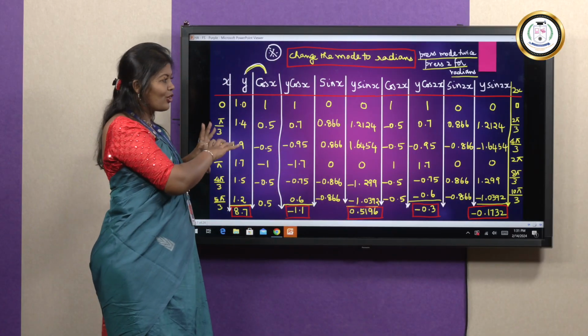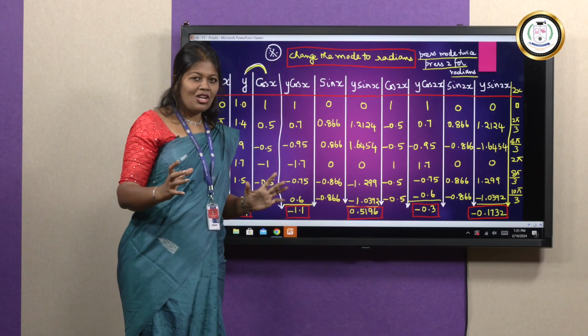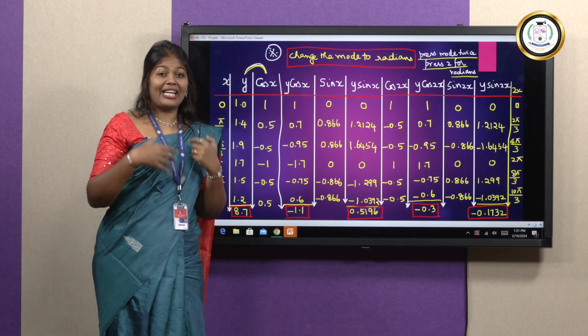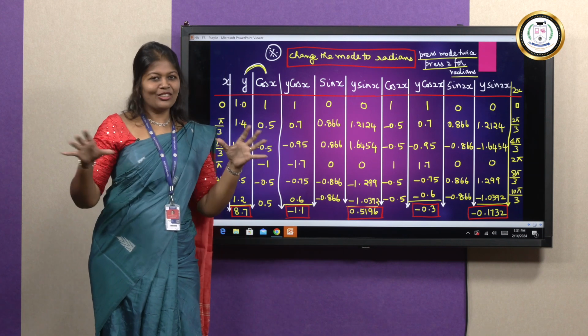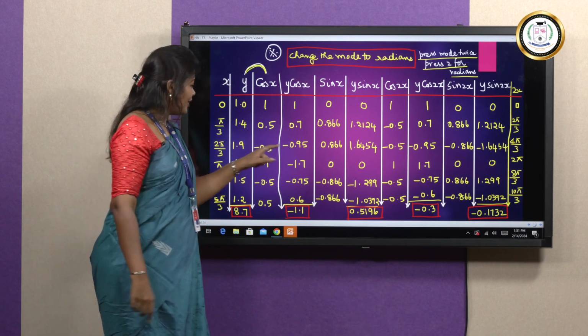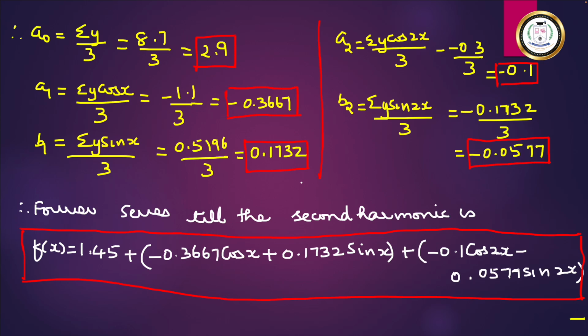So now that we found all the values in the table, all you have to do now is substitute in the formula and write down the Fourier series till the second harmonic, okay? So let's move ahead. So this is what I've done.